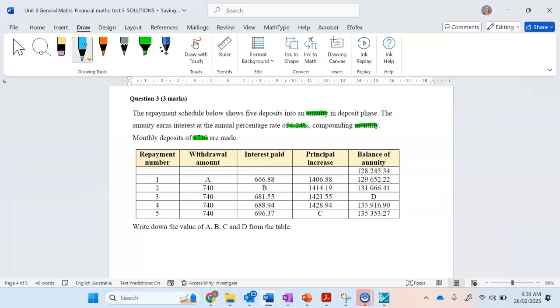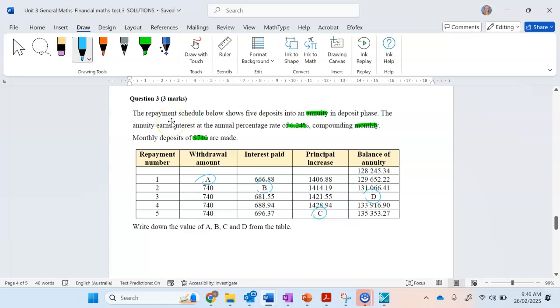All right, so where are we? So we've got A here. All right, we can see what A is going to be. We've got B is going to be the interest, and then balance of your annuity is here, and your principal, oops, C and then D. All right, so quite a few things to find. This question is worth 3 marks.